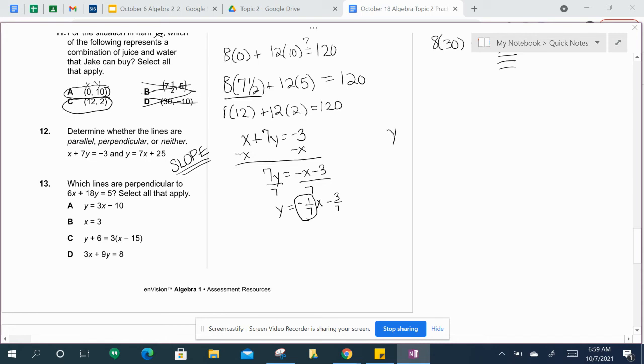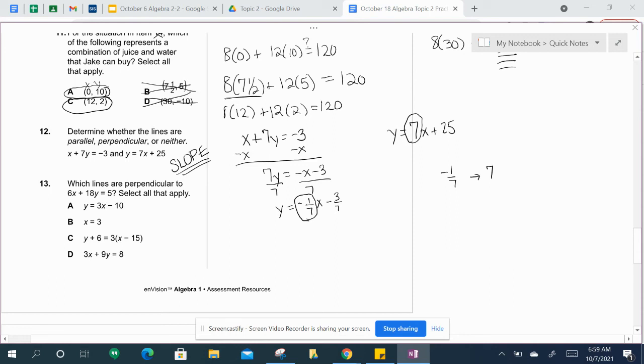The second line, however, is a little bit easier. It's already in slope-intercept form. So when it's in slope-intercept form, it tells me the slope. It's right there attached to the x. It is 7. So what I'm doing right now is I'm comparing negative 1/7 to 7.